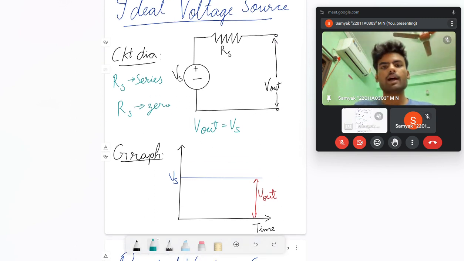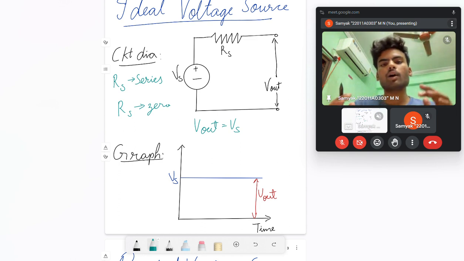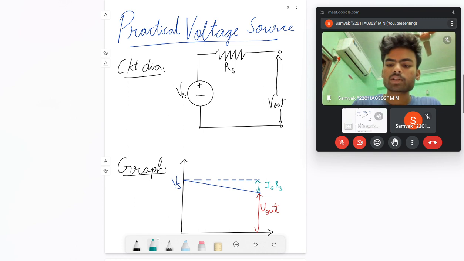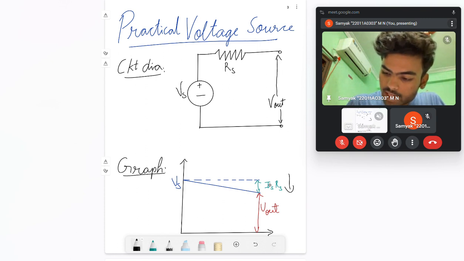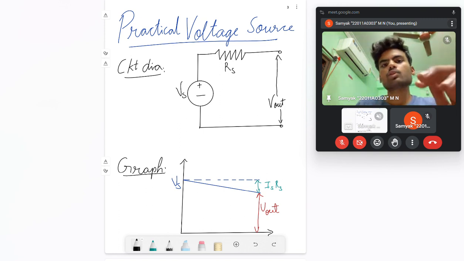Looking at the graph of an ideal voltage source, you can see that as time passes, the voltage is constant and the output voltage is equal to the supply source voltage throughout at every point of time. Coming to practical voltage source, you can see in the graph that there is a dip. This dip in the graph from the ideal level till this level is because the source resistance is not zero.